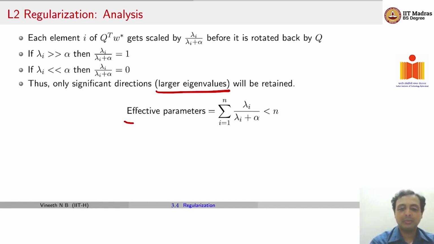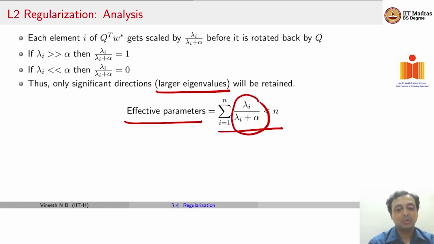And the total number of effective parameters is given by summation i equals 1 to n of lambda I by lambda I plus alpha, which has to be less than n, because lambda I by lambda I plus alpha will be a quantity less than or equal to 1. So the sum over all n elements will be less than n. Which means even if you had n parameters, or n components in your W star vector, the effective parameters will definitely be less than the number of components or dimensions that you had in your W star.